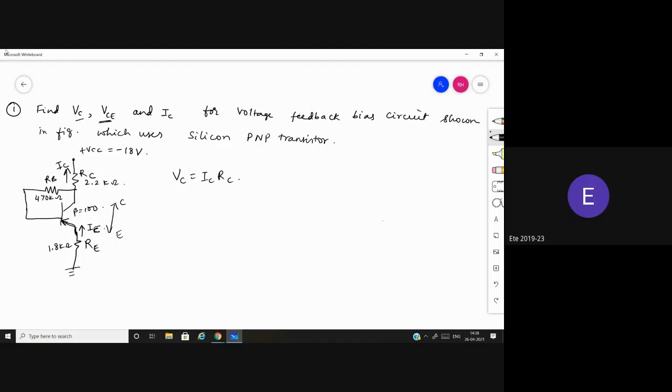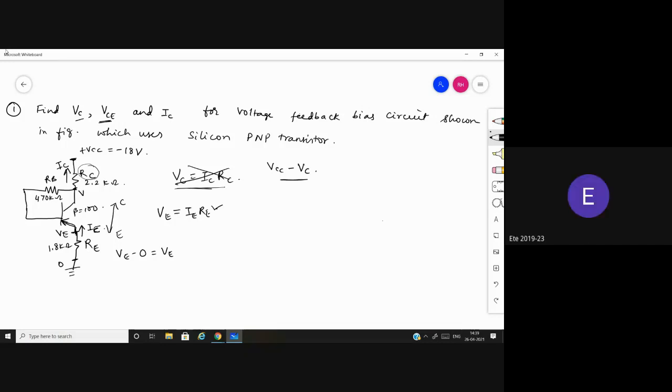See, for VE, how many of you will agree that I will take IERE? Is this correct? Yes, sir. Why is it correct? Because the potential difference across this one is, if this is VE, this is 0, VE minus 0 is VE only. So that's why this is correct. But this one is wrong. Please don't take it like this. Because the potential difference across RC is not VC. What is the potential difference across RC? It's VC minus ICRC.